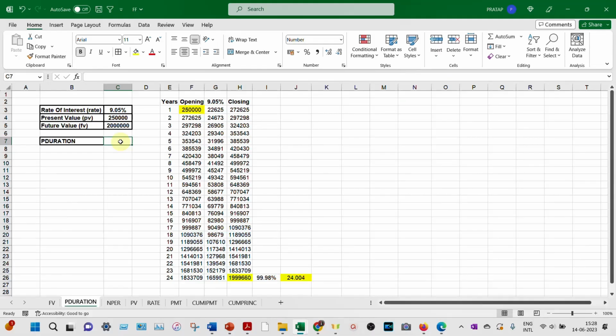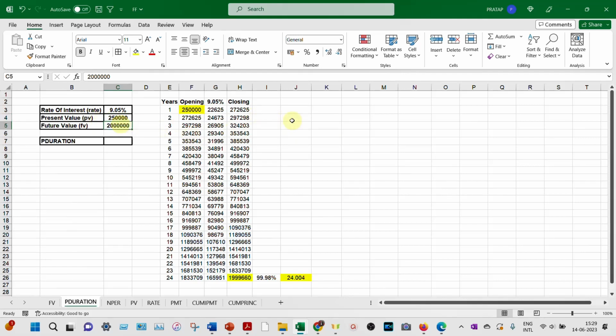Let's now look at an example where we can see how to use the PDURATION function to calculate the number of periods required to achieve our targeted goal, considering a fixed rate of interest. So in this example, we have a present value or a starting investment of 2.5 lakhs, which is the lump sum investment that I have made in the beginning. And we have a rate of interest of 9.05%, which stays constant throughout. The target goal that I want to achieve is 20 lakhs.